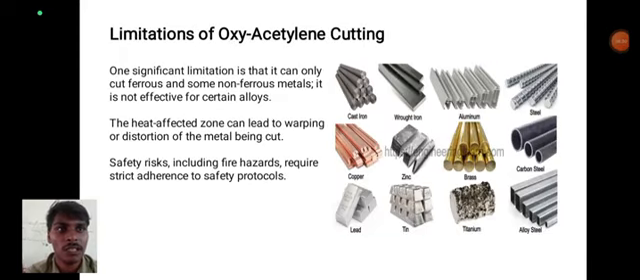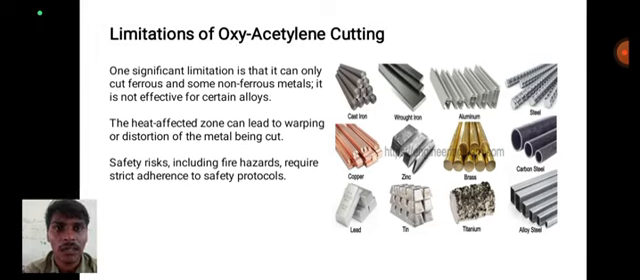Limitations of oxyacetylene cutting. This picture shows cast iron, wrought iron, aluminium, steel, copper, zinc, brass, carbon steel, tin and titanium, alloy steel. One significant limitation is that it can only cut ferrous and some non-ferrous metals. It is not effective for certain alloys.